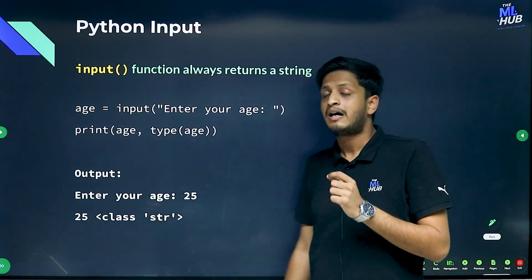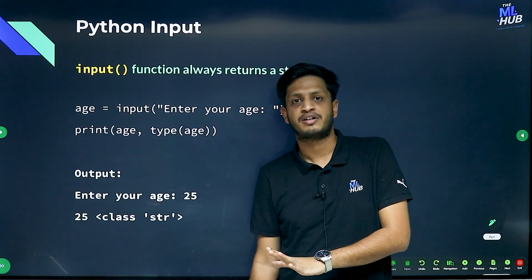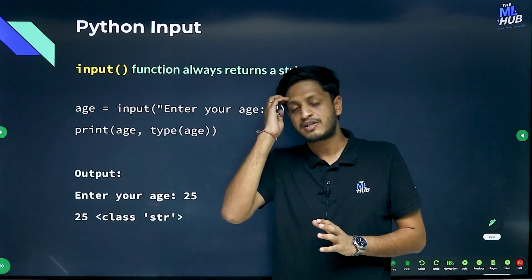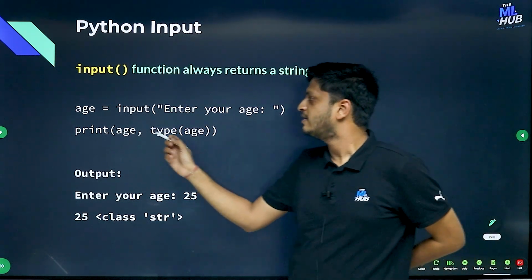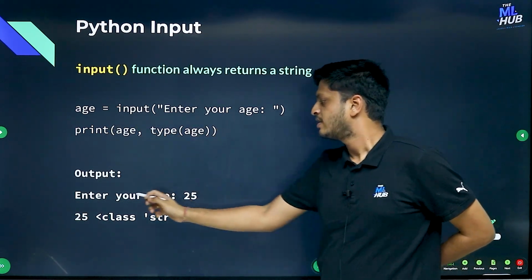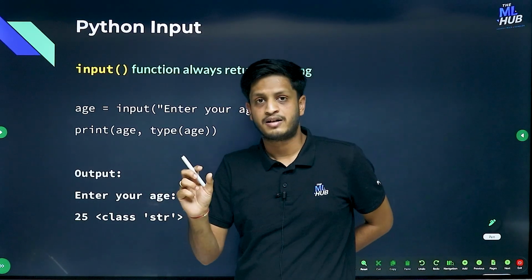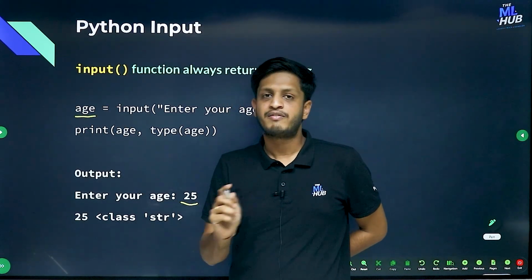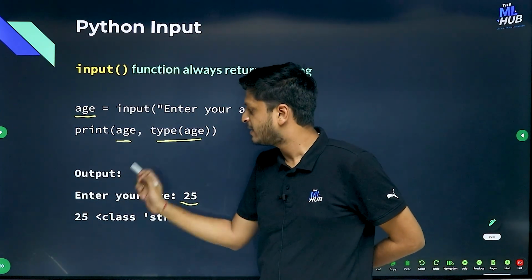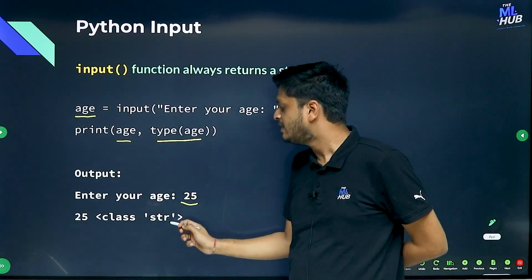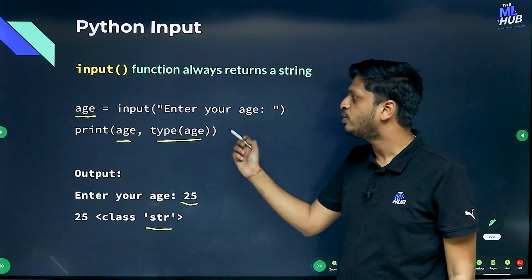And the input function always will give you a string, even if you're writing an integer. Okay, so it doesn't know whether you're writing a string or an integer or what. It will always convert it to a string only. So let us say you said that age is equal to input, enter your age, and you inputted 25. Then 25 as a string will go inside the age variable. 25 will not be an integer. So when you print age and the type of age, the age will be printed 25, and the type of age will be string. It will be the class string. Okay, not an integer.